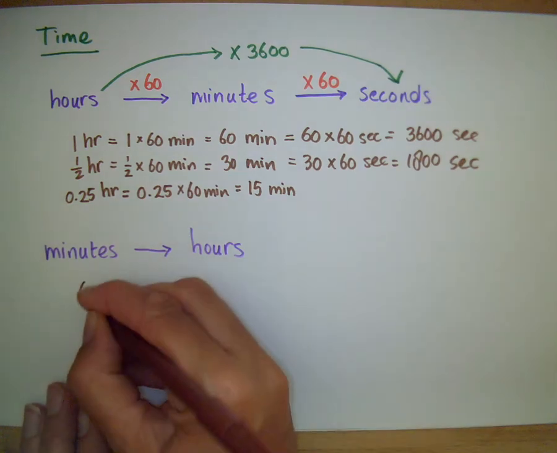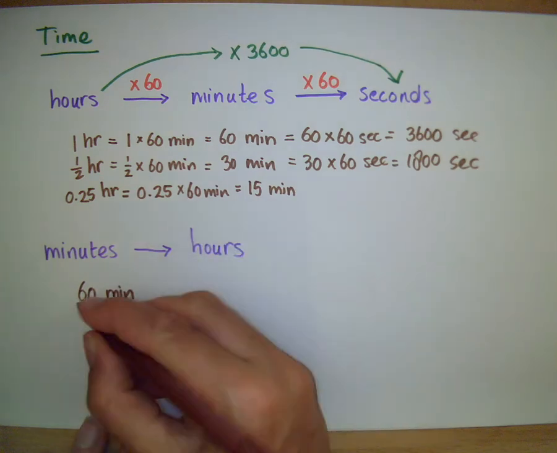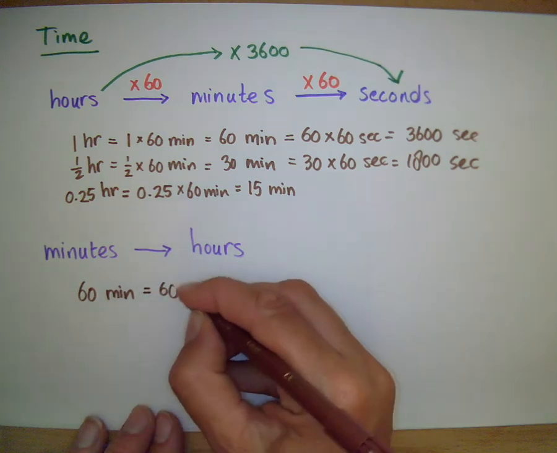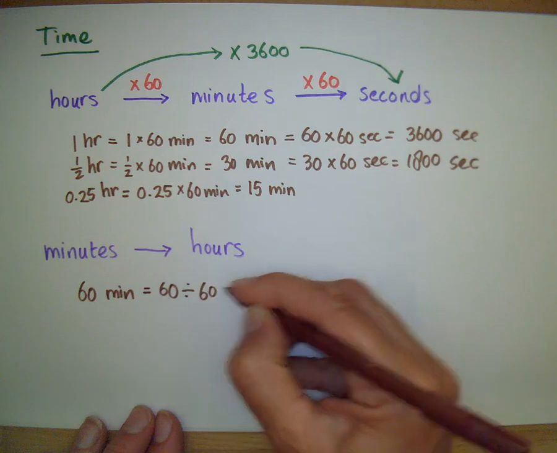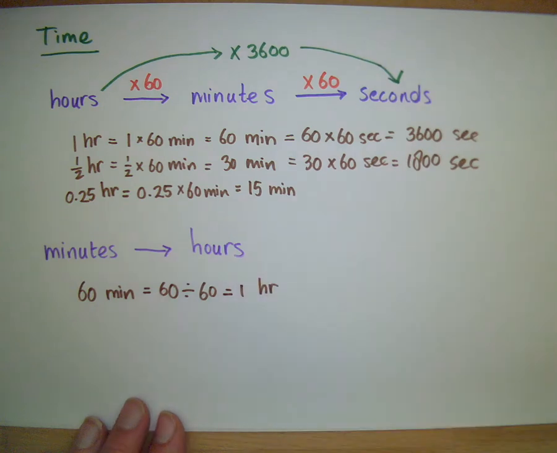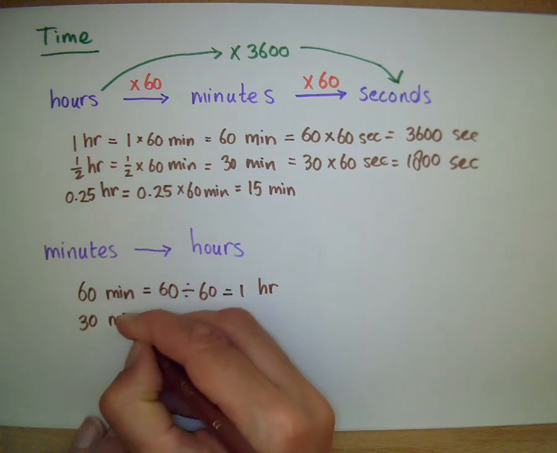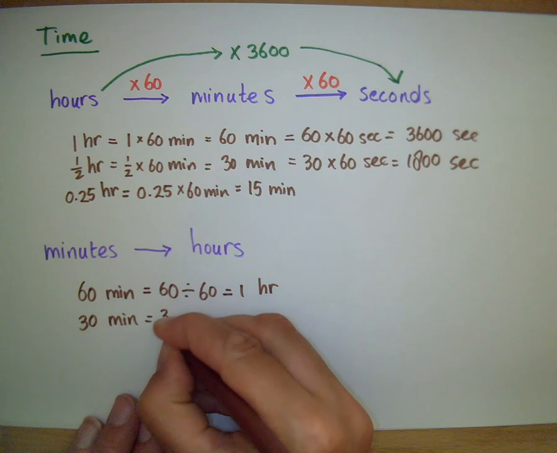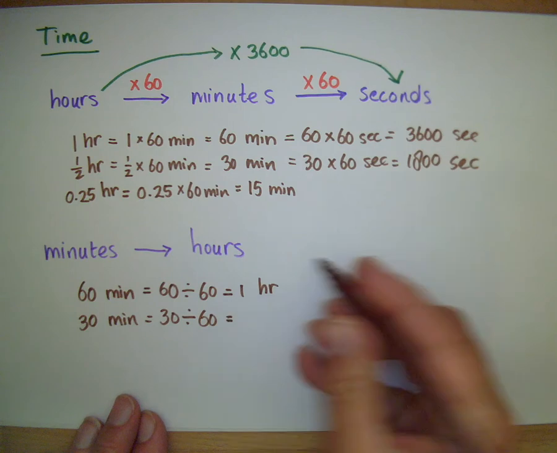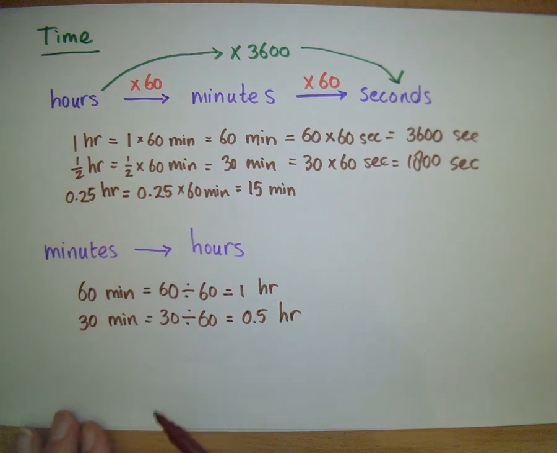That's pretty obvious as well. Let's say we have 60 minutes. Well, what is that in hours? This one's super obvious. We all know 60 minutes is 1 hour. 60 divided by 60 is 1 hour, right? What if we started with 30 minutes? Well, 30 minutes divided by 60 is 1/2 of an hour, right?